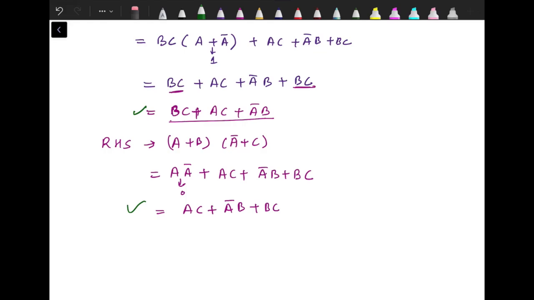You always need to practice as much as possible, only then will you be able to reach the minimized expression.